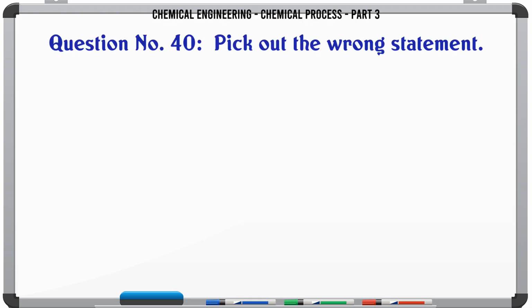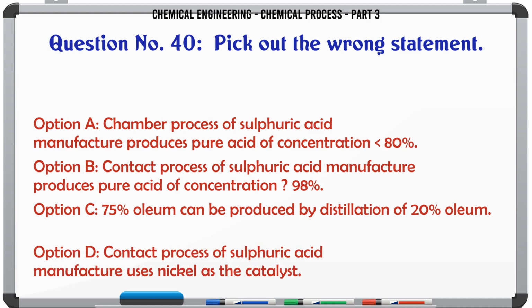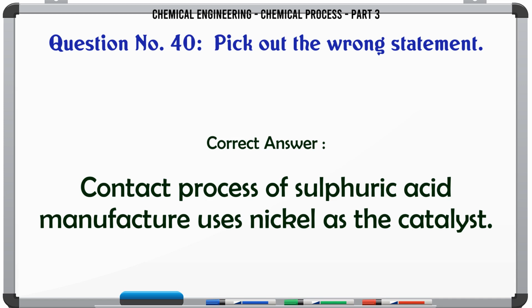Pick out the wrong statement. A. Chamber process of sulfuric acid manufacture produces pure acid of concentration 80. B. Contact process of sulfuric acid manufacture produces pure acid of concentration 98. C. 75 oleum can be produced by distillation of 20 oleum. D. Contact process of sulfuric acid manufacture uses nickel as the catalyst. The correct answer is contact process of sulfuric acid manufacture uses nickel as the catalyst.